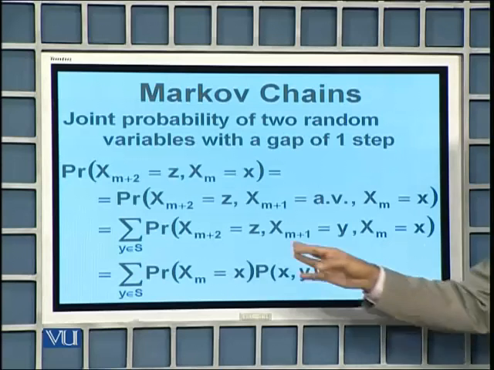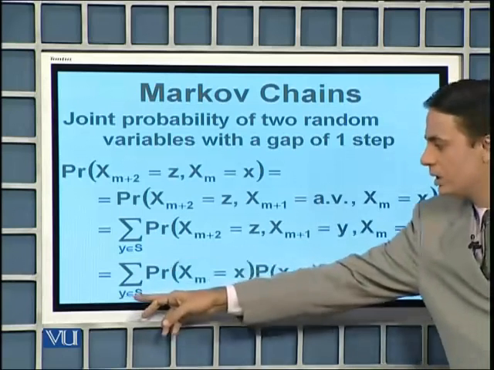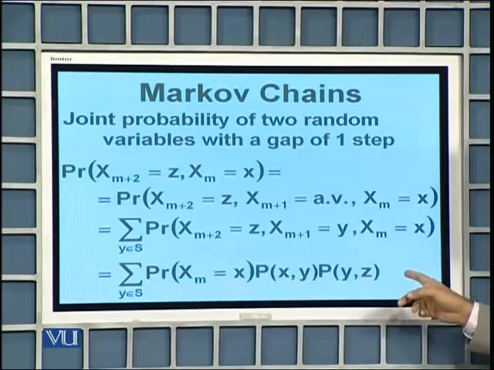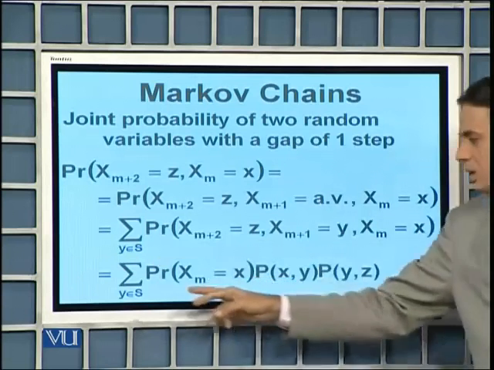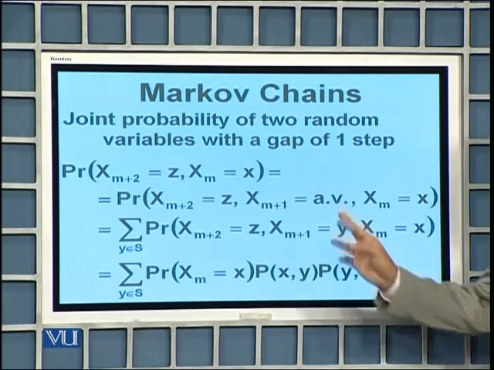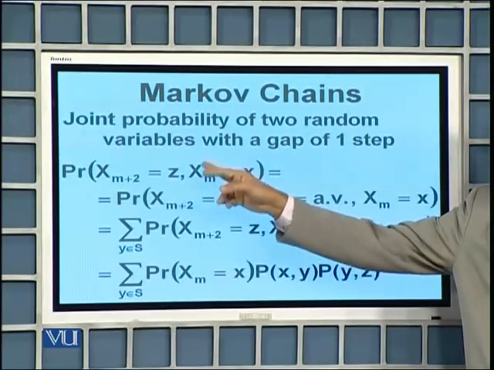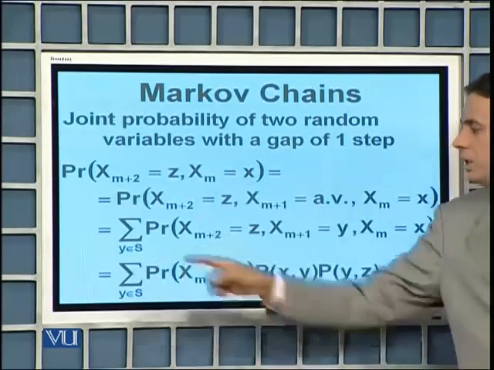In this expression, these three values are given and they get multiplied, and then we sum over all possible values of y. But out of these three terms, only two are functions of y. You can certainly take the constant which does not depend on y outside this summation, and we are going to use this modified expression in later slides. So please remember that the joint probability of two random variables with a one step gap is given by this expression, where this constant term can be taken out.